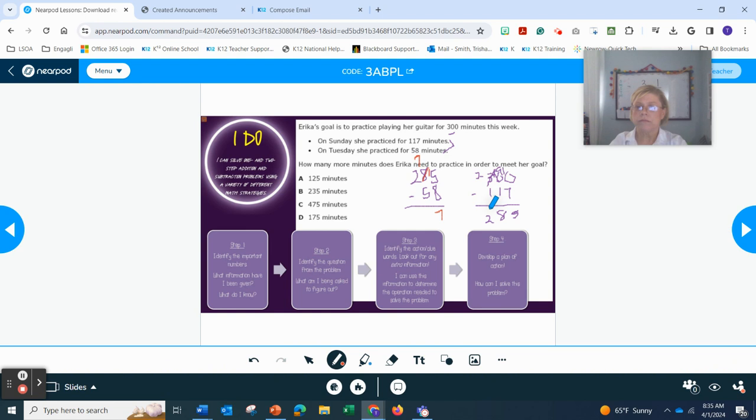Oh, I see. I did a math problem right here. That would be a 1. 2 minus 1 equals 1. I'm like, how did I do that? 2 minus 1 equals 1. 7 minus 5 equals 2.